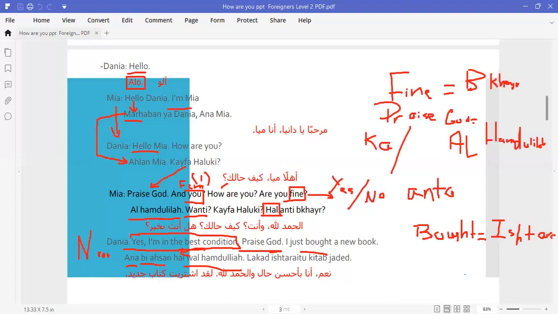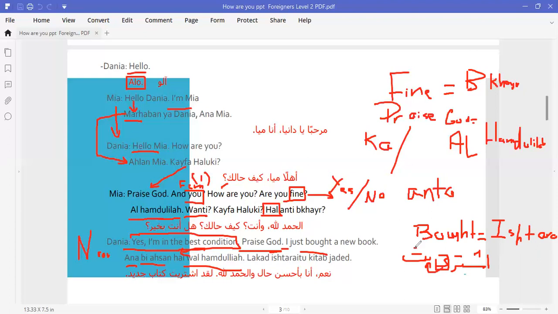But here we have I just bought. So bought is ishtara, and because we have I, we need to add to it ta. Ishtaraitu. This is alif maksura. In ishtara, it becomes ya. Replace this alif. It becomes ya because you're talking about yourself, and you add after it ta. So it becomes ishtaraitu. A new book.